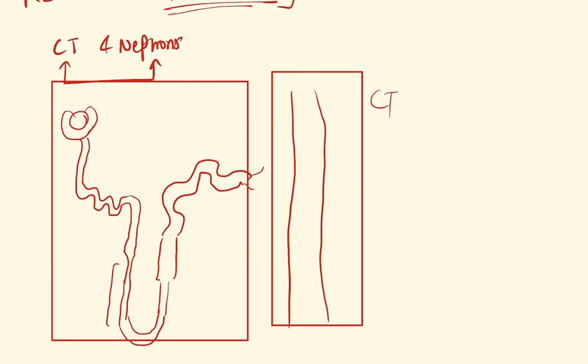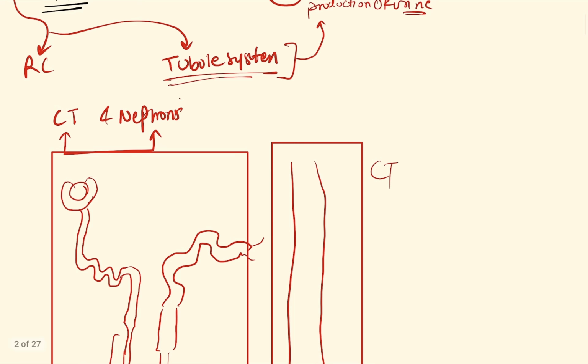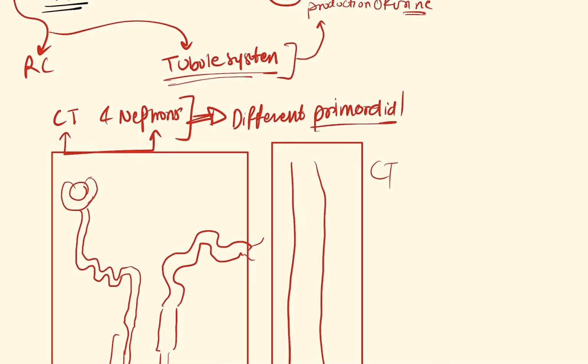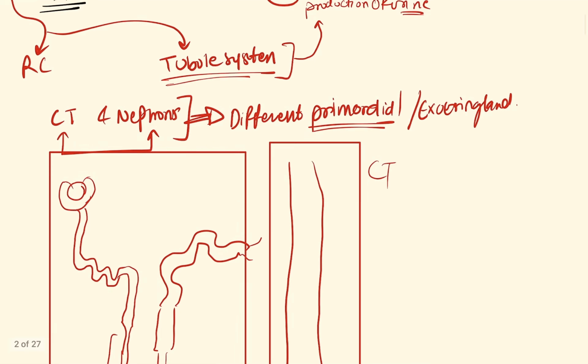These two structures actually come from different primordial cells. This means that in embryological development, these two structures developed from different primordial cells, unlike the rest of the exocrine glands, which developed from the same primordial cells.